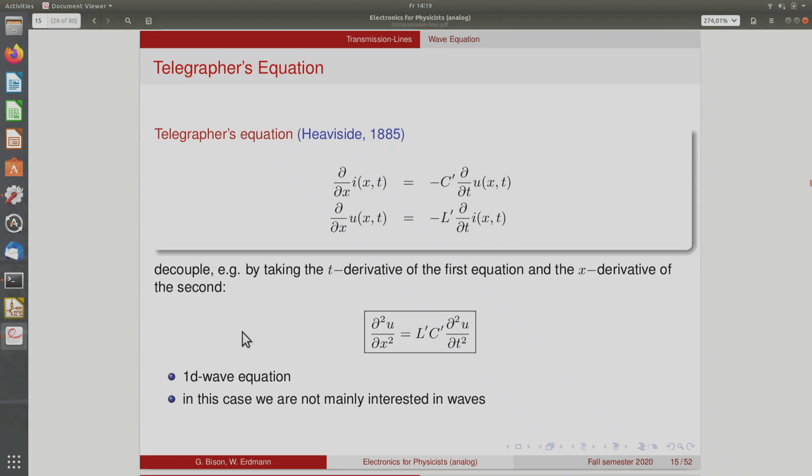So if you take the time derivative here, you have the second derivative, and if you take the x derivative here, you get the second derivative here. So this relates the second derivative of the voltage at a point with respect to the space coordinate and the second time derivative. And I don't know how many of you are physicists. When you're a physicist, you've probably seen this equation. This is a wave equation. It's a one-dimensional wave equation.